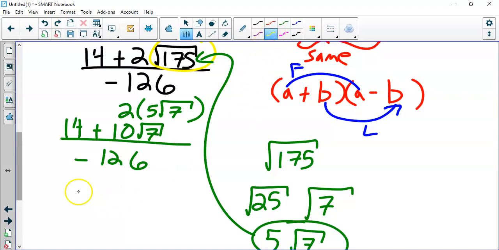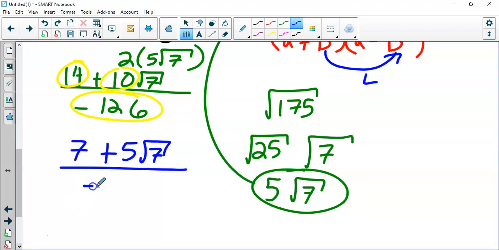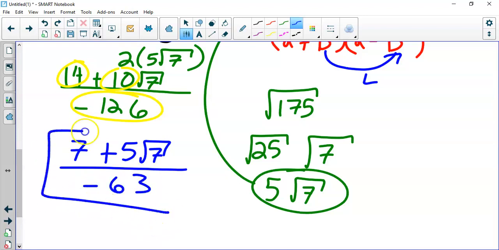Now, focus in on these numbers that are out here. Is there any number that can divide all 3 of those? 2. So let's divide all those numbers by 2, and then we'll be done. That will be the final answer. So, what's 14 divided by 2? Plus, what's 10 divided by 2? What is negative 126 divided by 2? Final answer.